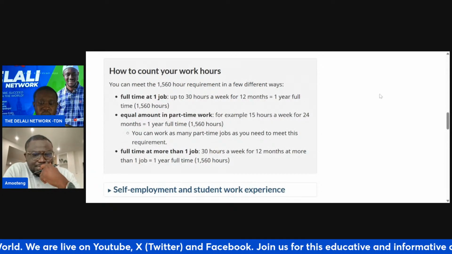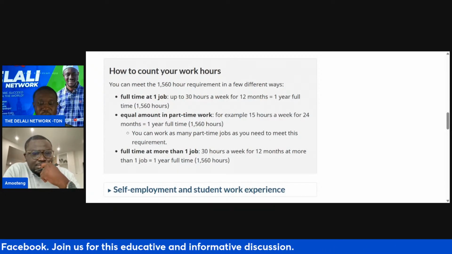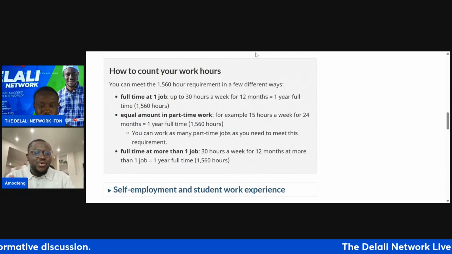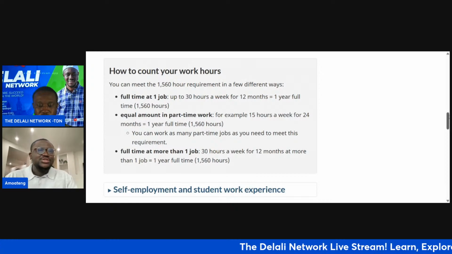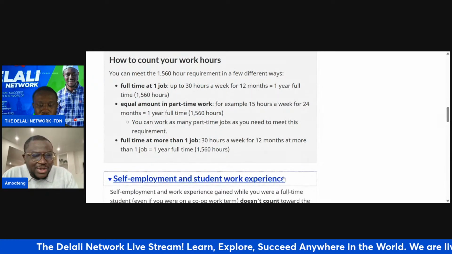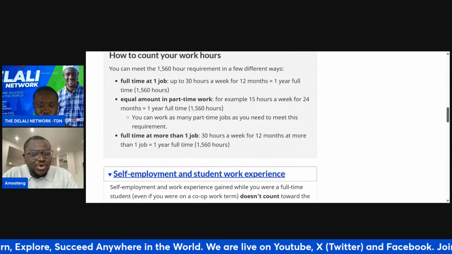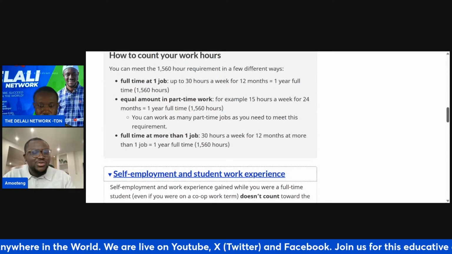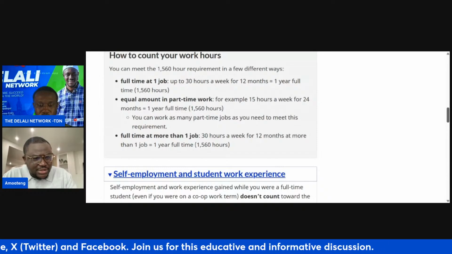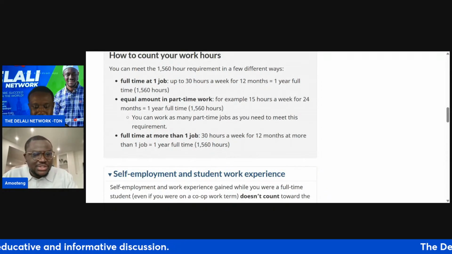Okay, can you touch on how to count the work hours once again so that it can be clarified very well for our listeners? Yeah, so just like I said, they use hours to do the counting. They are saying that when you are able to accumulate 1,560 hours, that will amount to 1 year. But how do they get the 1,560 hours? How many weeks do we have in a year? 52 weeks, right? So 52 weeks make 1 year.